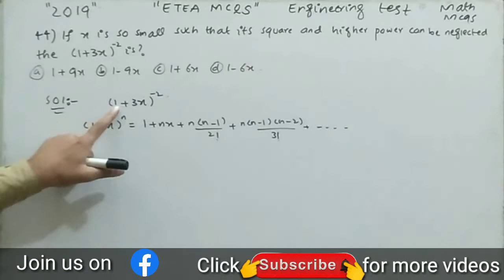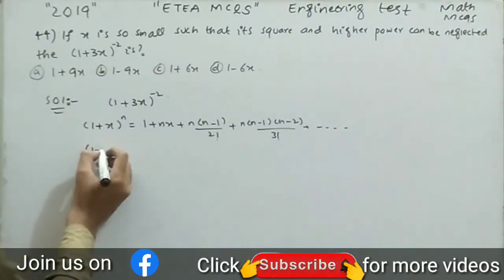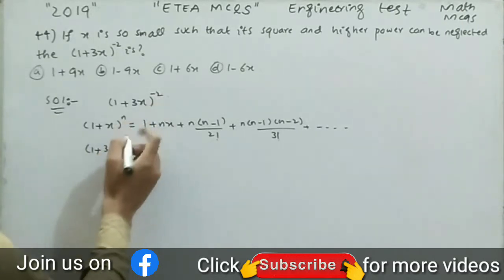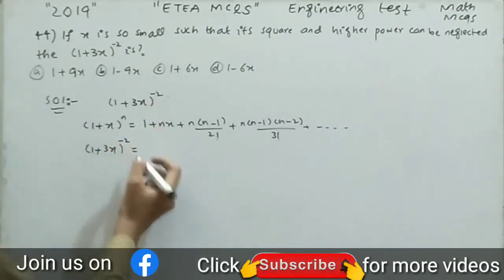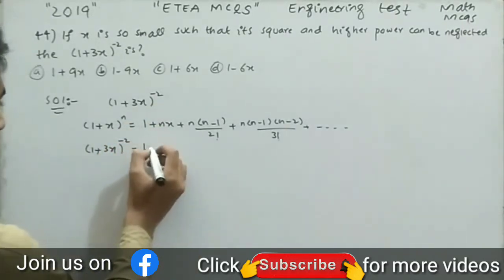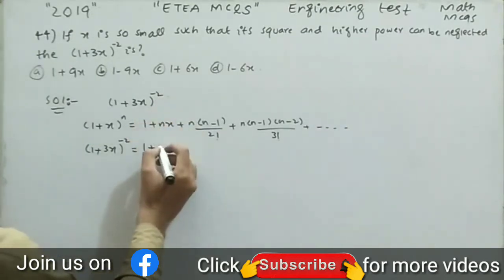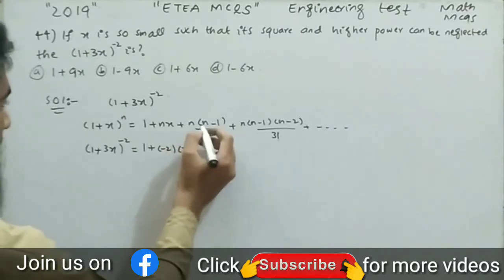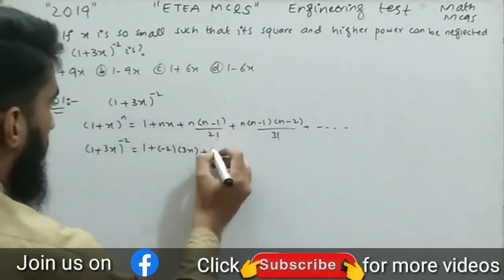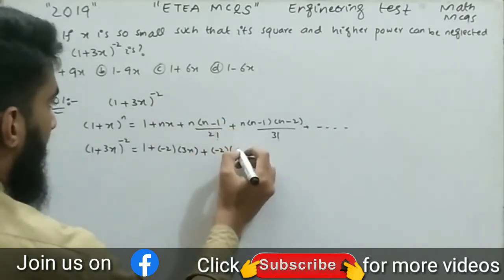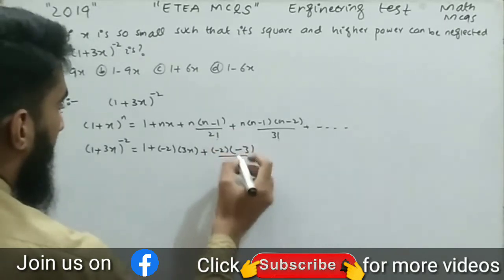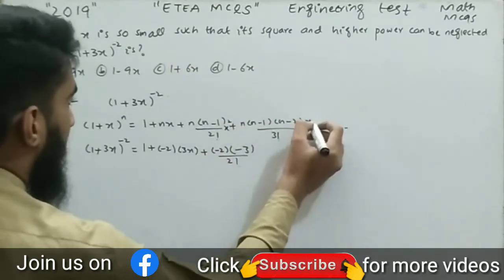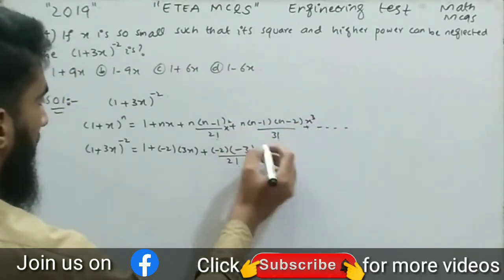Now over here 1 comes down as it is, and our x is actually 3x, so put that over here, and our n is actually negative 2. So putting in this formula, it becomes 1 plus n, which is the power negative 2, times x, which is 3x. After this, put n as minus 2, so it becomes minus 2 into minus 2 minus 1, which gives us minus 3, divided by 2 factorial. Over here we have x square, and over here we have x cube.